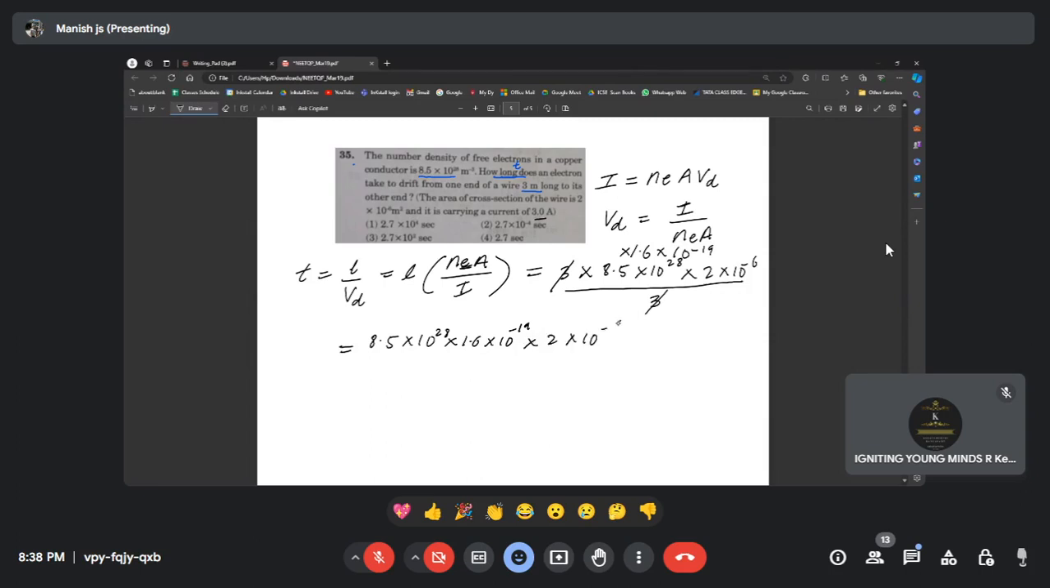This you simplify, children. 28 minus 19 minus 6. How much will you get? Oh, the simplification part you will have to do. 28 minus 19, how much is that? 9, right? 9 minus 6, 3, isn't it? So into 10 power 3. Overall it is 10 power 3. 8.5 times 1.6 times 2.